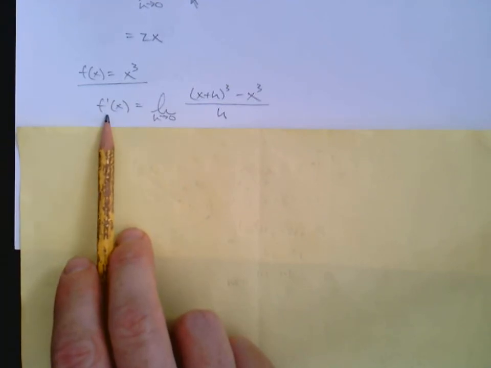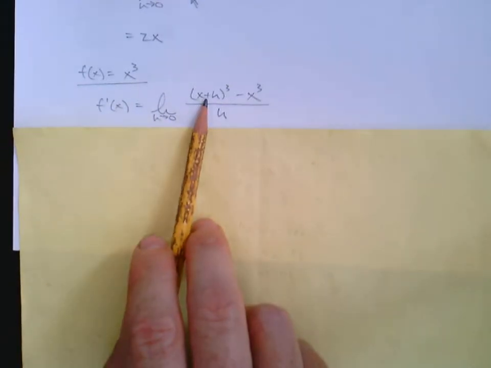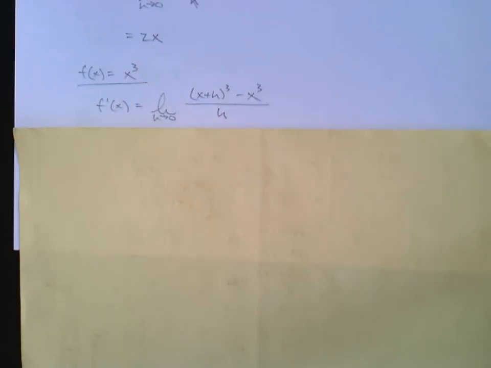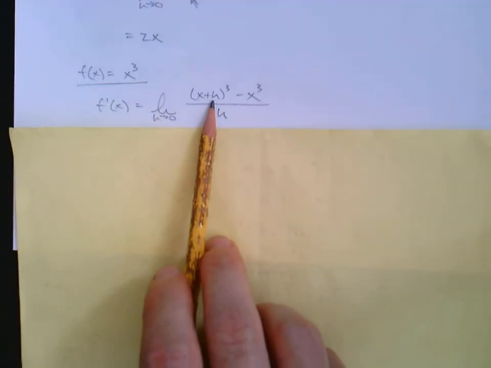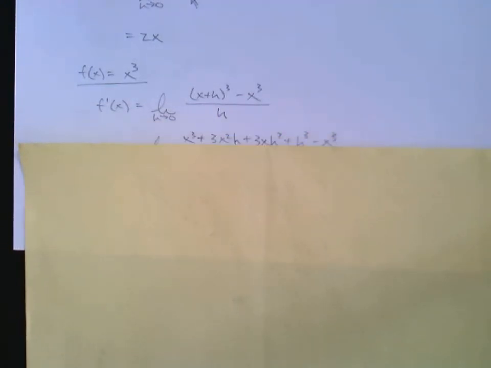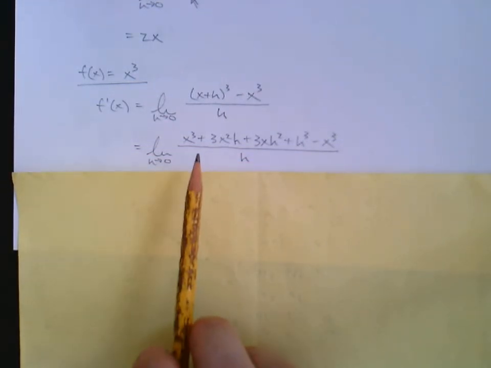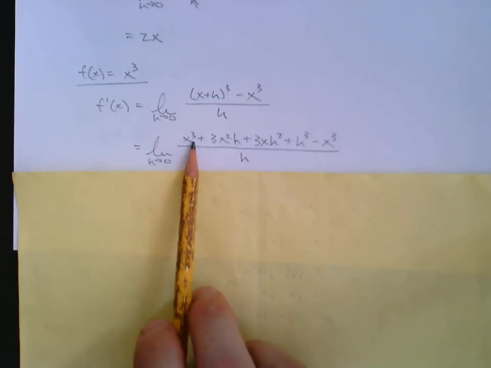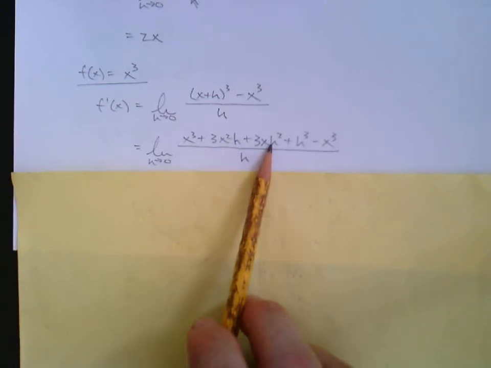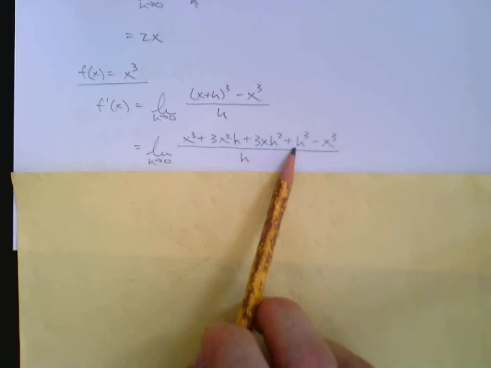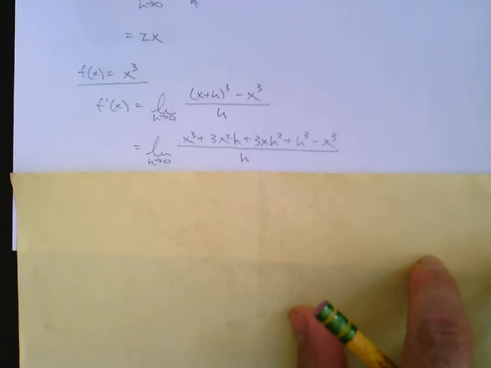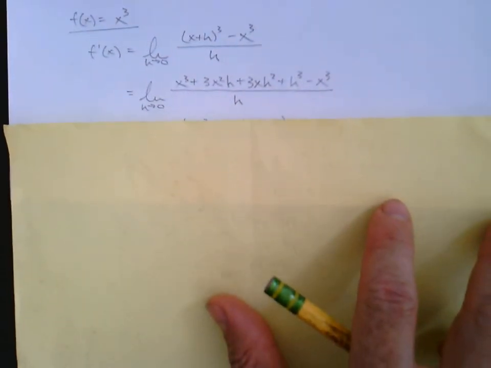All right, f prime of x equals the limit as h approaches 0, (x plus h) to the third minus x to the third, over h, starting with the cube, x cubed. Here's where Pascal's triangle comes in handy. We can expand (x plus h) cubed. All right, we got our limit, h approaches 0, x to the third plus 3x squared h plus 3xh squared plus h to the third. And then we're still subtracting that x to the third, and it's all over h.